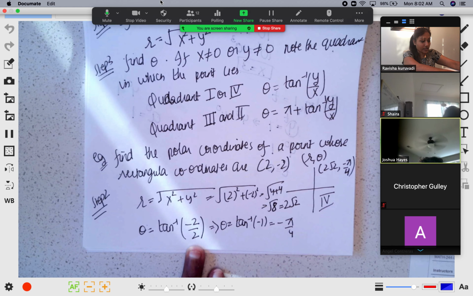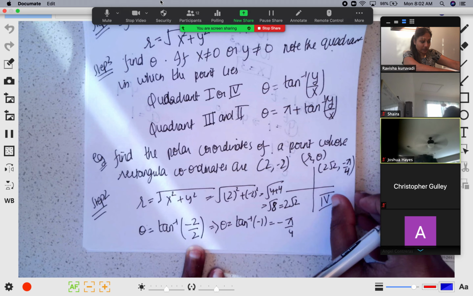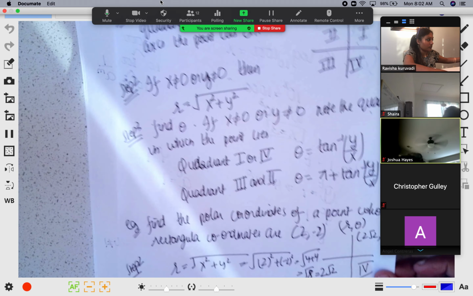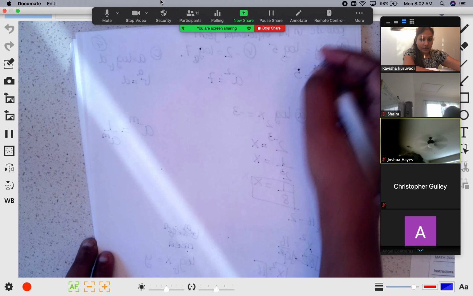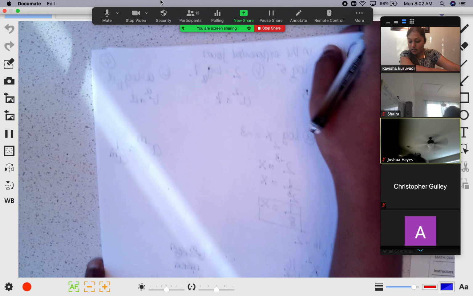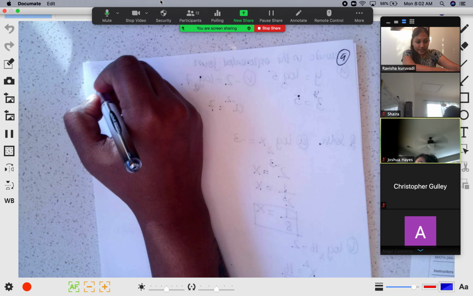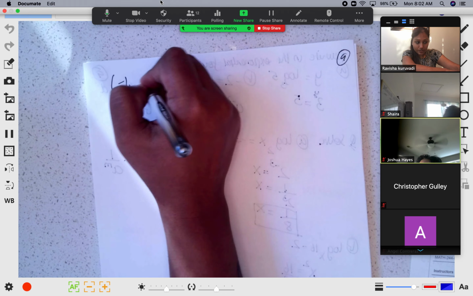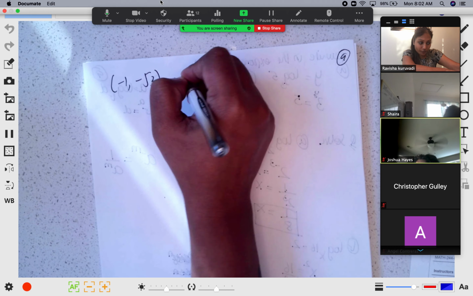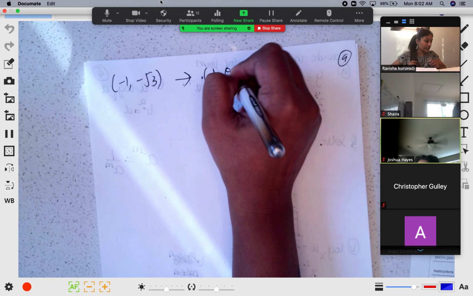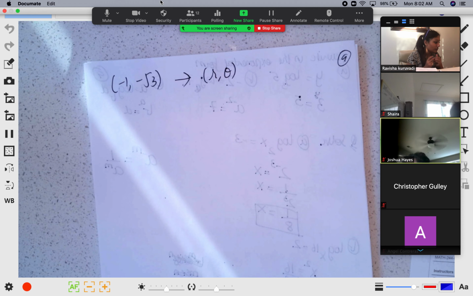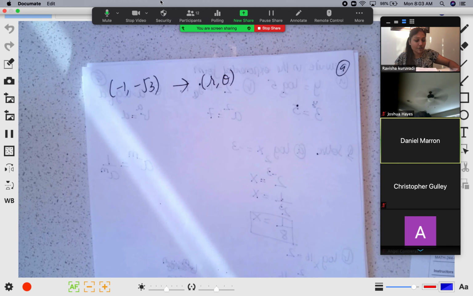Let's do one more example here. Again, you are given your rectangular coordinate is negative 1, negative root 3. You need to convert into polar. Now you need to find your r and theta here. Daniel, how do you find your r?